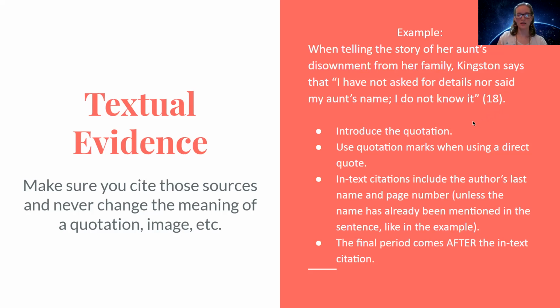In MLA format, that means putting the author's last name and the page number you found the quotation on in parentheses at the end. However, if you use the author's name earlier in the sentence, like I do in this example where I say Kingston says that, then you don't have to include the name again in the parentheses. So you would just have the page number, which is what I do here. If you don't know the author's name, you simply put the title of the piece that you're quoting. And if there aren't page numbers in your source, you'll just exclude that piece of information and you don't replace it with anything.